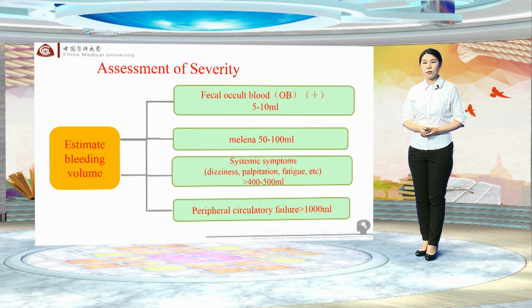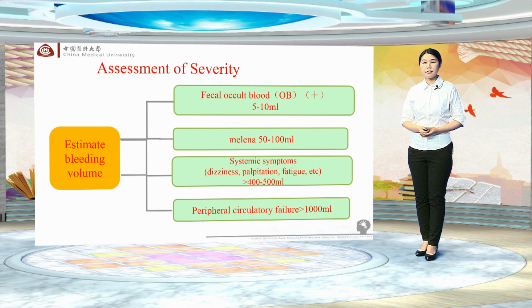In addition to the diagnosis, we also need to assess the severity of the patient. We can use the patient's clinical manifestations to assess the amount of bleeding. If the patient only has a positive fecal occult blood test result and no other clinical manifestation, the bleeding volume is approximately 5 milliliters per day. If the patient has melena, then the amount of bleeding is usually 50 to 100 milliliters per day.